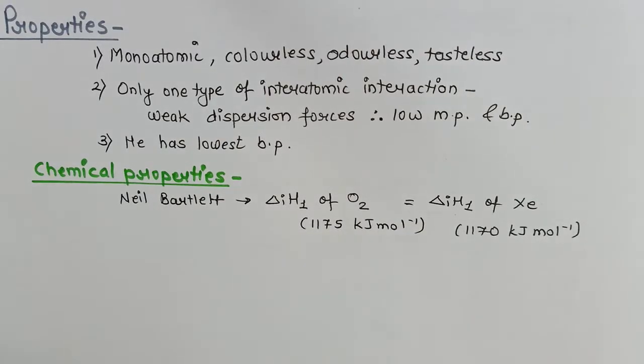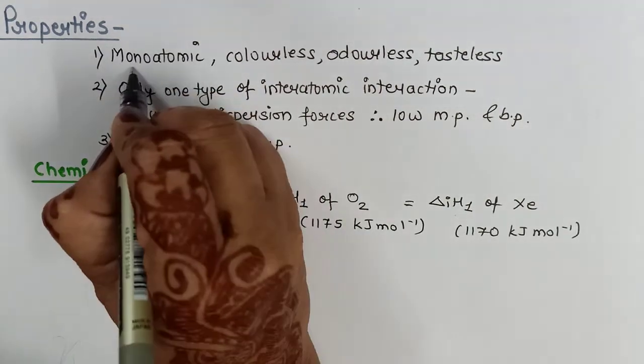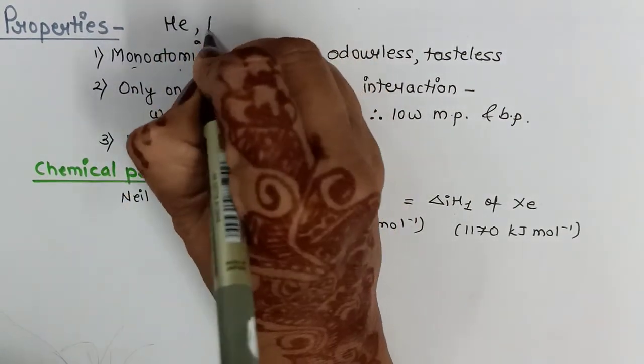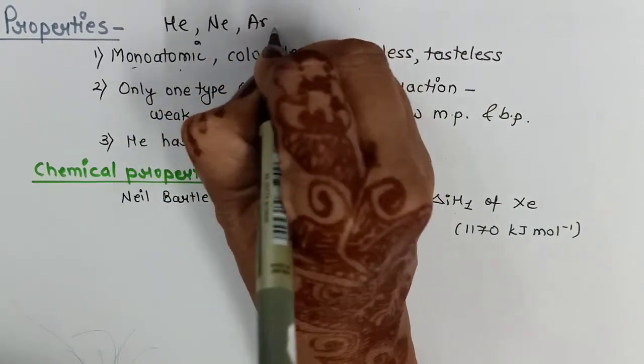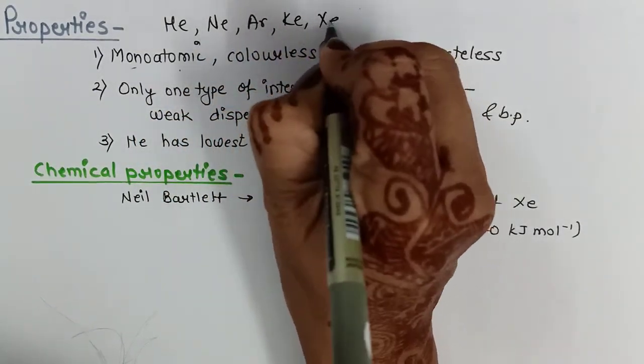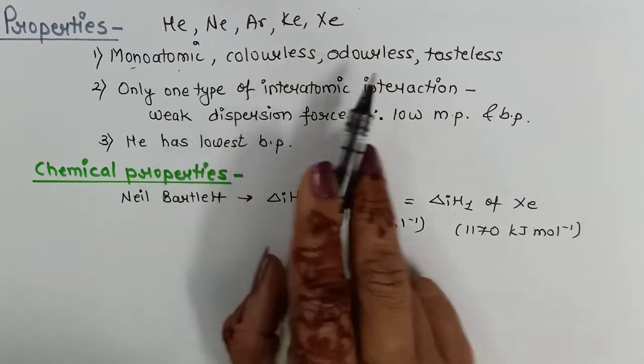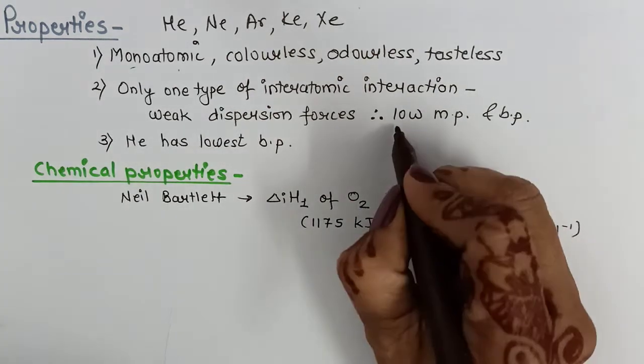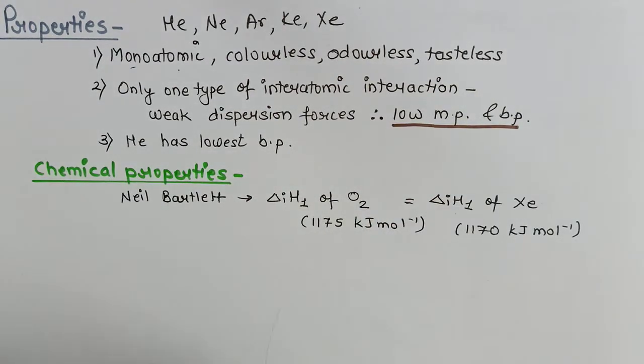Okay, let us discuss the properties of noble gases. These are monoatomic. All the noble gases exist as a single atom: helium, neon, argon, krypton, xenon, etc. As well as they are colorless, odorless and tasteless gases. The noble gases show very low melting point and boiling point. Now, why do noble gases show very low melting and boiling point?